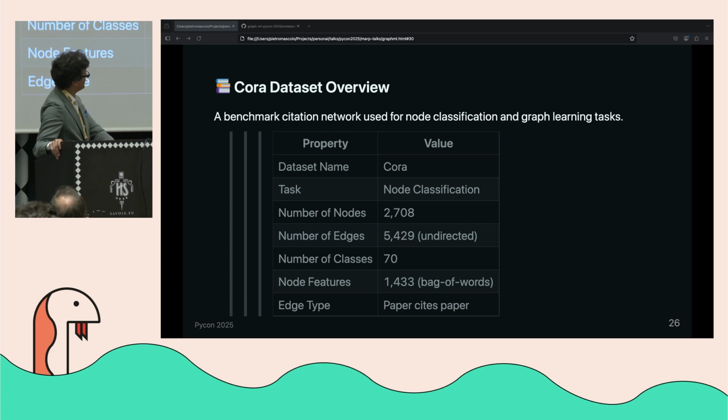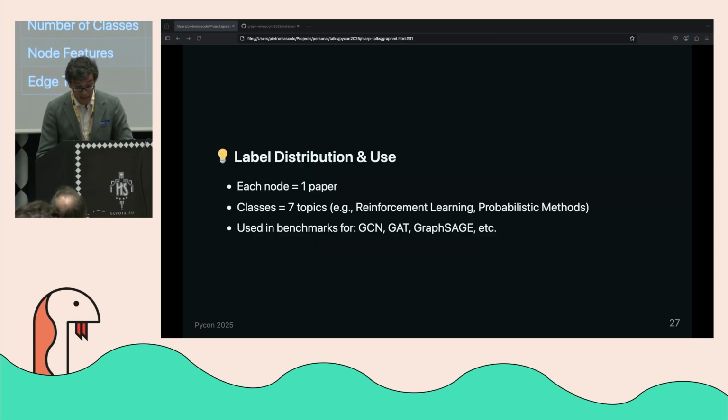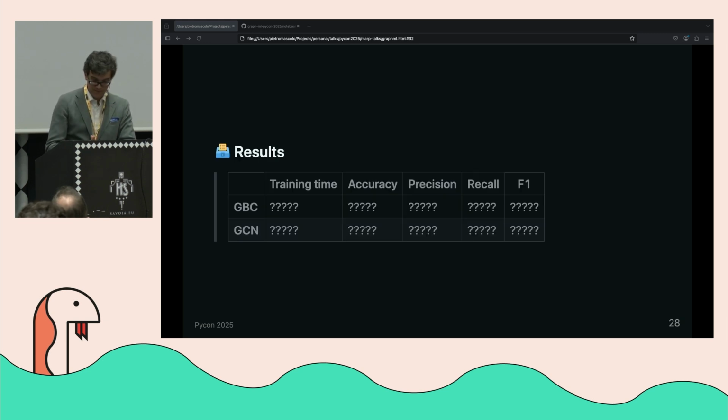Initially, I wanted to actually have a live coding session about this, because if you look at the numbers, we're not talking about a huge amount of data. In the end, I decided not to, and you'll see why in a second. So the way the labels are distributed, yeah, as I mentioned, there's a mistake here. It should be 70 topics, not 7. And each paper is represented by a node. Sorry about that.